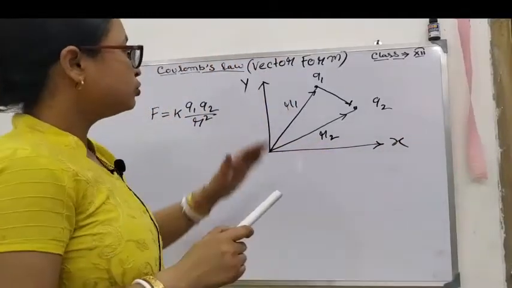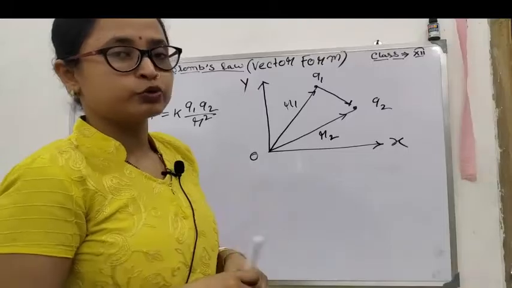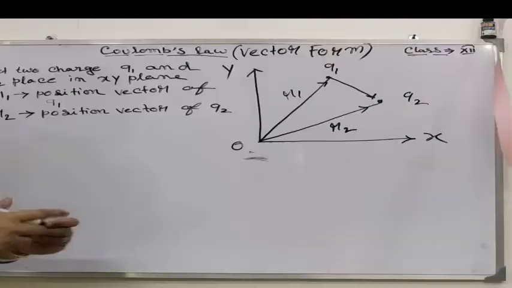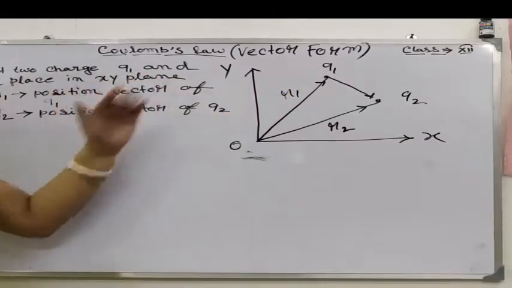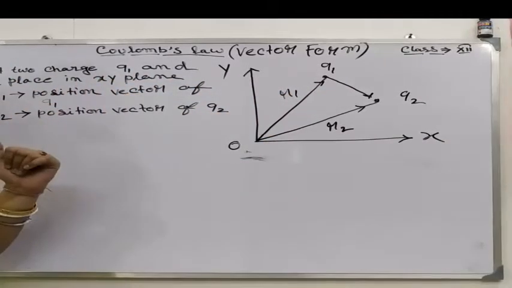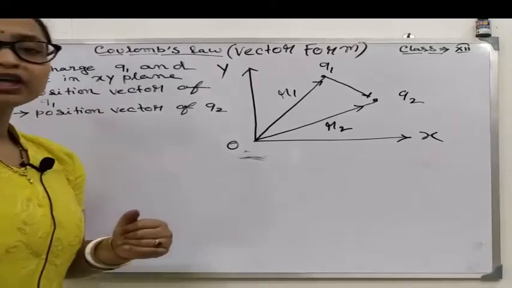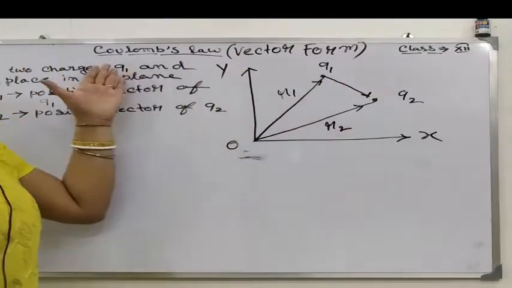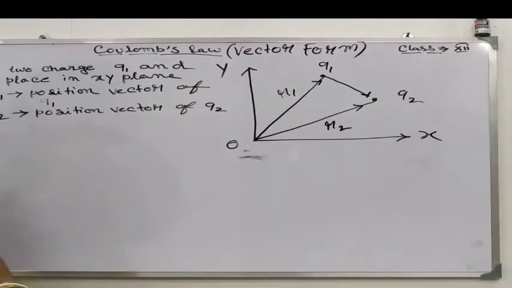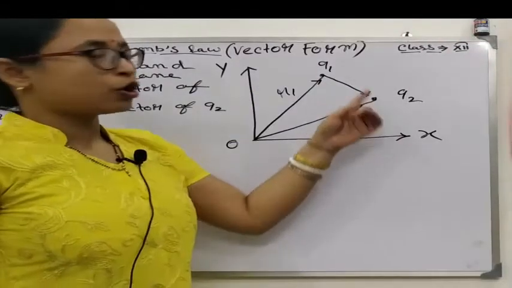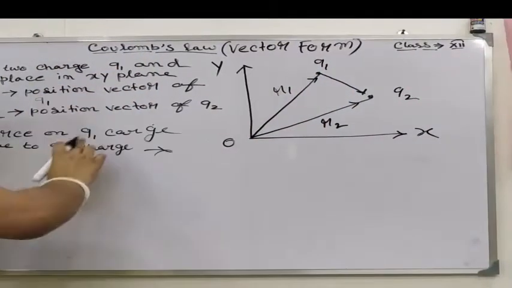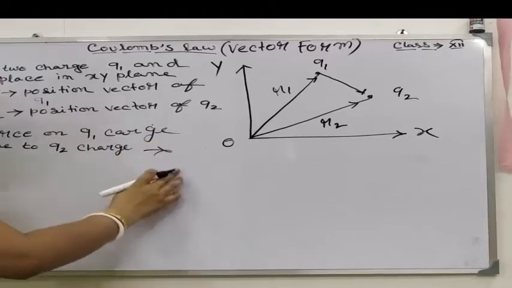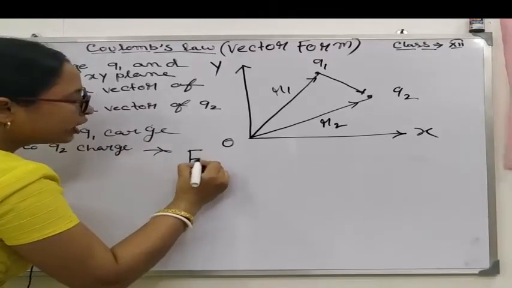First of all, you have to mention 2 points here. If a 2 marks theory question is there, you have to write this much. Let two charges Q1, Q2 be placed in XY plane. R1 is the position vector of Q1, R2 is the position vector of Q2. That means you draw this diagram and just write all the quantities you have here. Now we have to first consider the force on Q1. Force on Q1 charge due to Q2 charge can be written as F12.